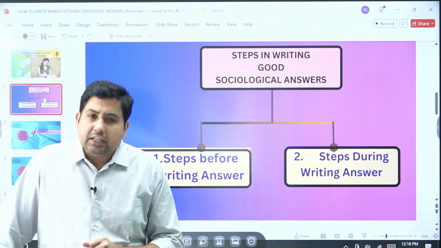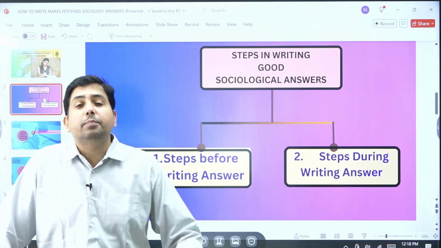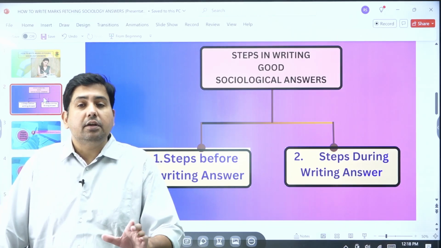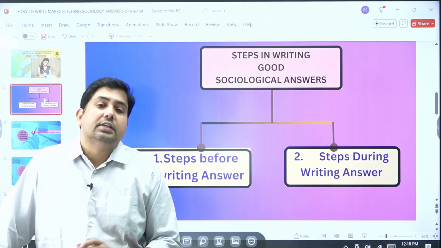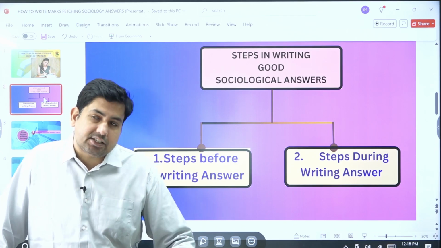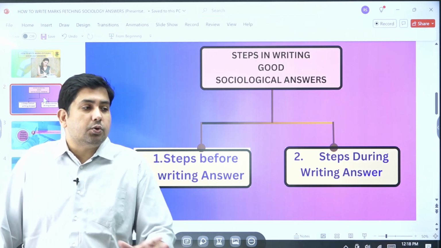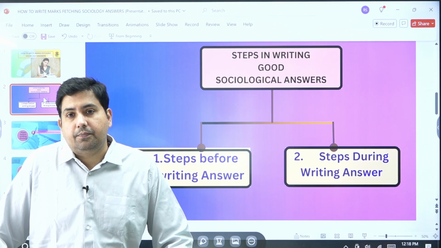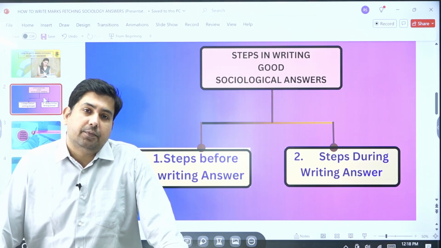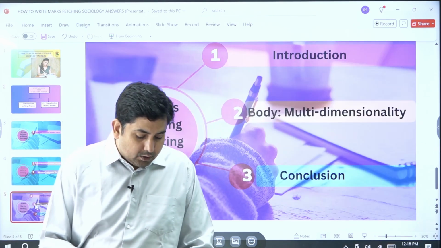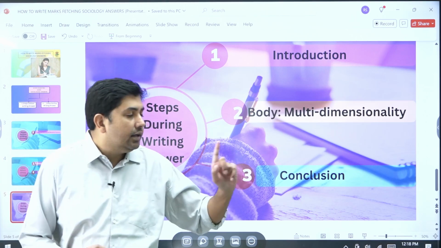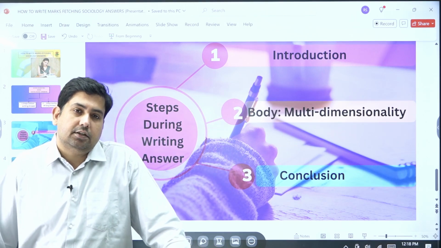While writing the answer, your answer should be divided into 3 parts. One, there should be a strong introduction. Second would be a content-rich body with multi-dimensionality. And third, of course, would be the conclusion part, so that your answer has a balanced and conclusive ending. Clear? So introduction, body and conclusion, 3 things.